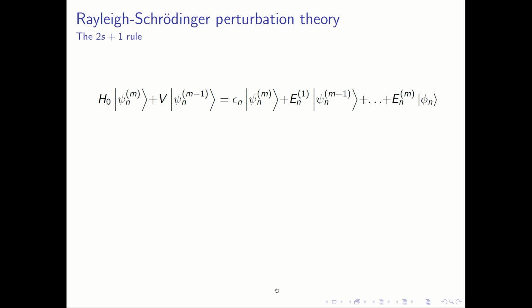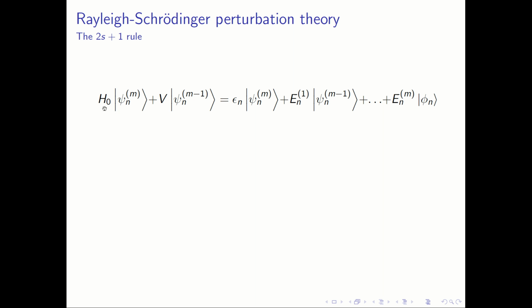Now, let us move on from this particular example for the time being and talk about a result which is not that well known but deserves to be. This is the so-called 2s plus 1 rule for Rayleigh-Schrodinger perturbation theory. And in order to understand what this rule is saying, let us go back to the original perturbation formulae.